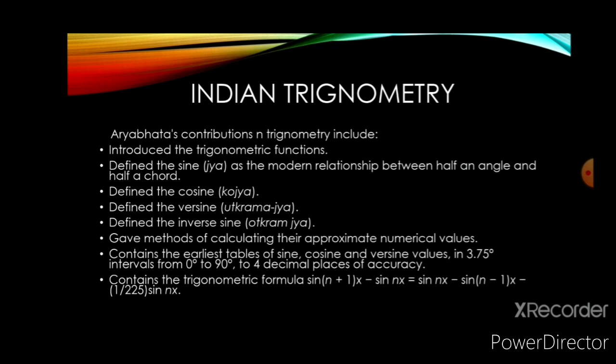It contains the earliest tables of sine, cosine, and versine values in 3.75 degree intervals from 0 to 90 degrees to 4 decimal places of accuracy. It also contains the trigonometric formula: sine of (n+1)x minus sine nx equals sine nx minus sine (n-1)x minus (1/225) sine nx.